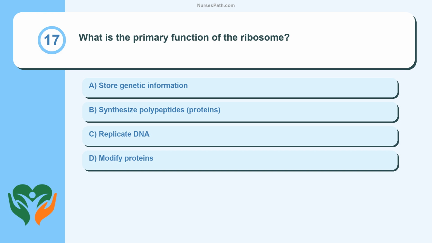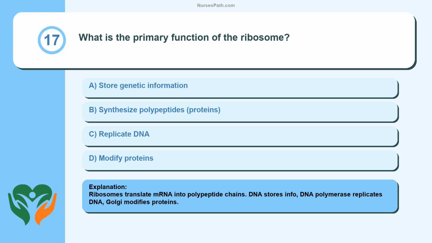Question 17. What is the primary function of the ribosome? Store genetic information. Synthesize polypeptides, proteins. Replicate DNA. Modify proteins. Ribosomes translate mRNA into polypeptide chains. DNA stores information, DNA polymerase replicates DNA, and the Golgi modifies proteins.